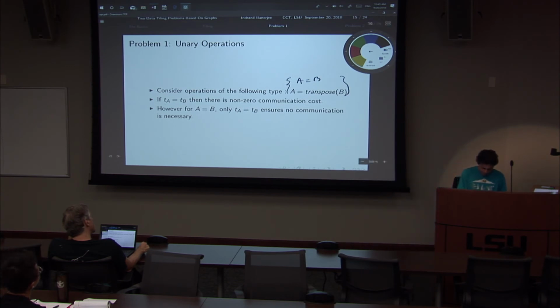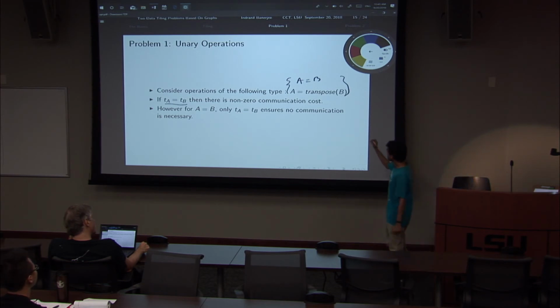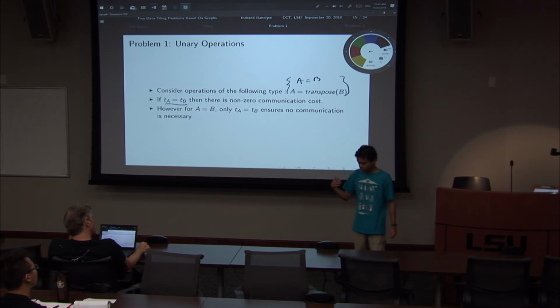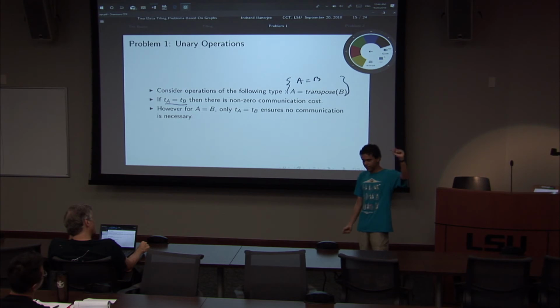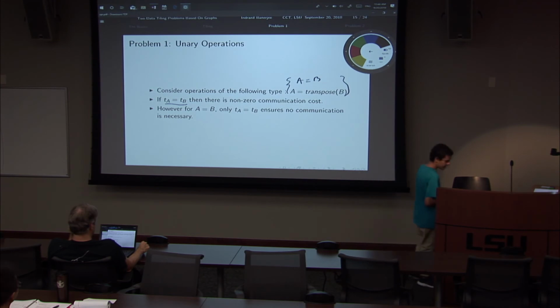Now if TA and TB are the same, then A transpose B will most likely cost you, because Bij has to be assigned to Aji. So if TA(i,j) does not map to TB(j,i), is not equal, there is a communication cost.